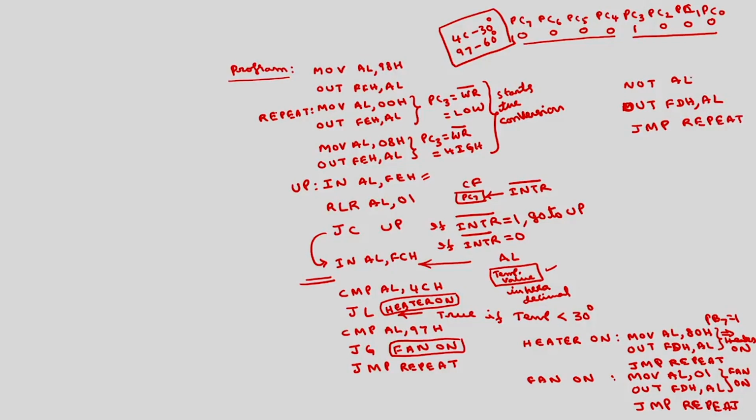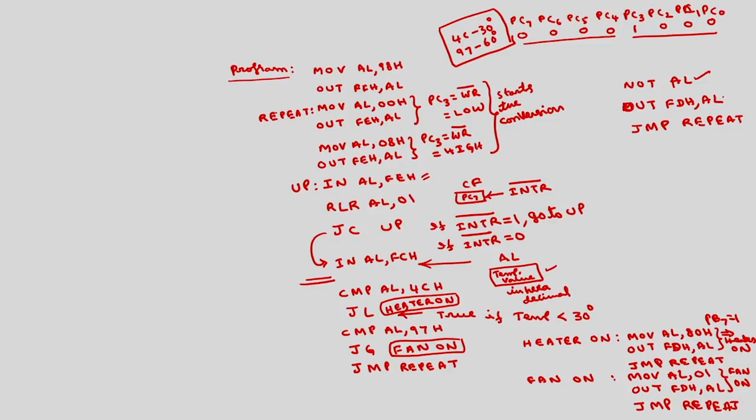So, we are just complementing this AL value, the temperature value, and giving it to port B, which is connected to the heater. Thereby the heater temperature will be controlled, which controls the temperature of the furnace. This is another way if I want to use both the A to D converter and the D to A converter.